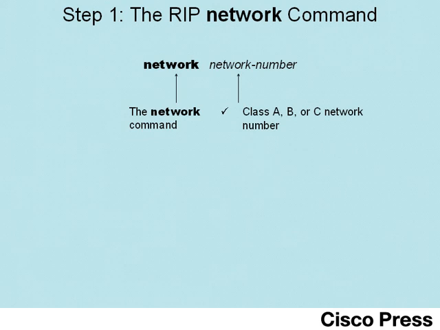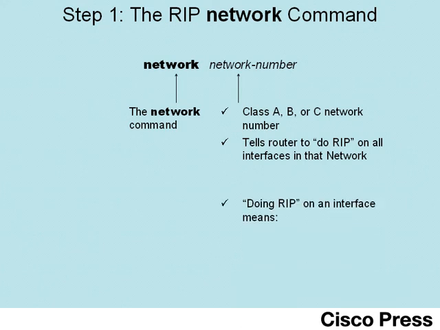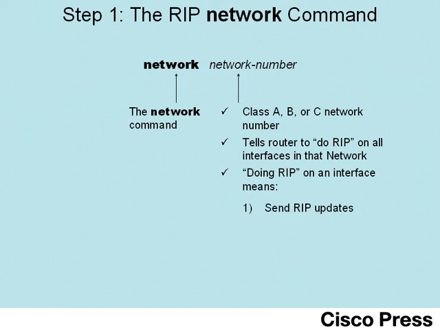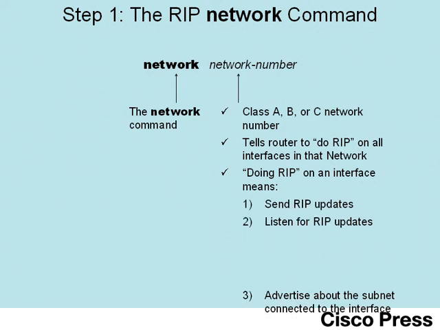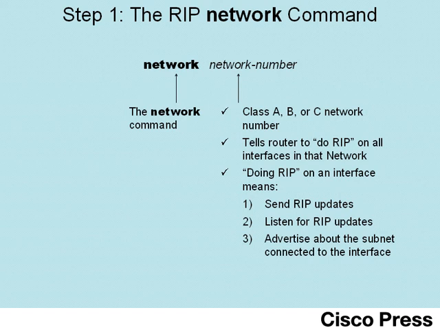Next, let's take a look at the RIP configuration. The RIP configuration starts out with the router RIP command, which puts you in RIP configuration submode. Then the network command tells the router on which interfaces to enable RIP. However, the network command is a little bit indirect. The network command, as you see here, has one parameter called the network number, and that is the class A, B, or C network number. Now, what the router will do then is interpret that network number and ask itself, which of my interfaces are in that network? For any interfaces that are in that class A, B, or C network number, that router does RIP on that interface. Doing RIP meaning sending RIP updates, listening for incoming RIP updates, as well as advertising about that connected subnet.